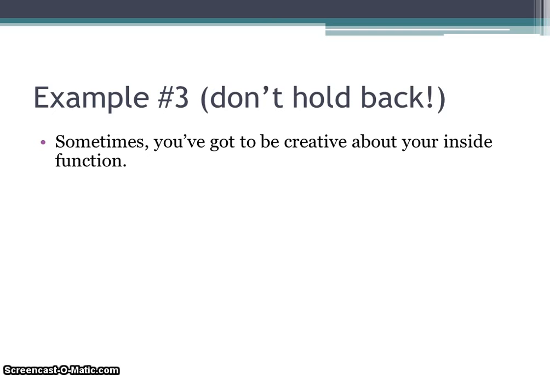Here's a tricky one. Sometimes you got to be a little creative about your inside function. So our example is dx over the square root of 1 minus 4x squared. It looks like we've got 1 minus 4x squared as an inside function, but the problem is when we take the derivative, we're going to get a negative 8x. And that's not going to match the dx that we need singularly at the top here.